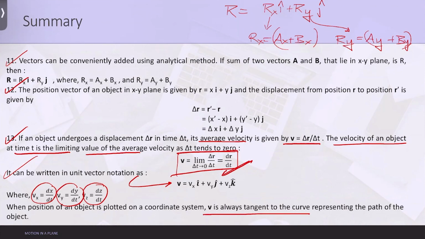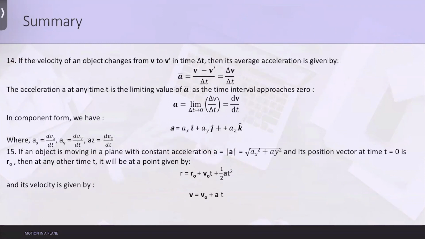This expression was obtained when we understood motion in a plane subtopic. Next, in a similar scenario, we can work out the average acceleration and the instantaneous acceleration also. If the velocity of an object changes from v to v dash in time delta t, then its average acceleration is given by a bar is equal to v dash minus v by delta t.